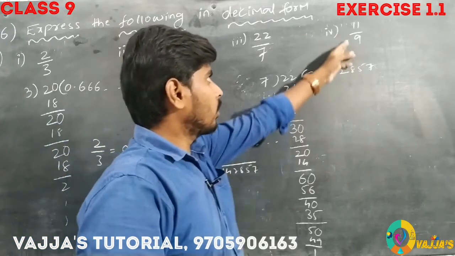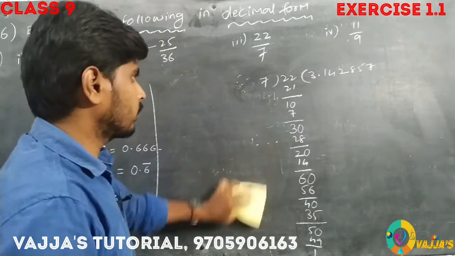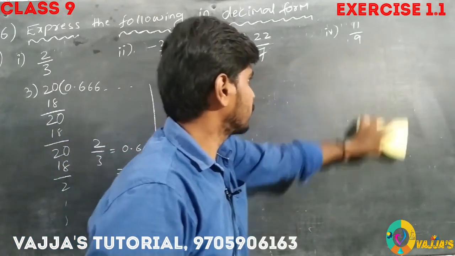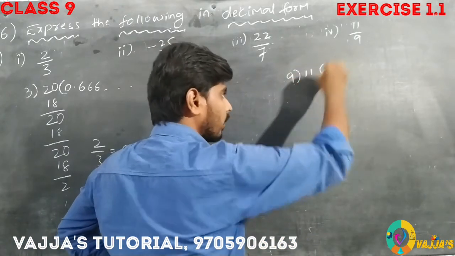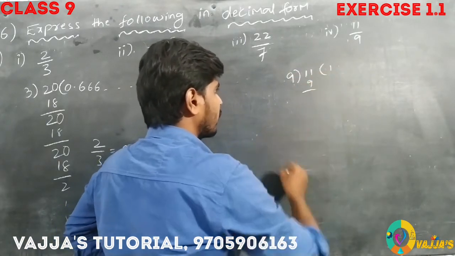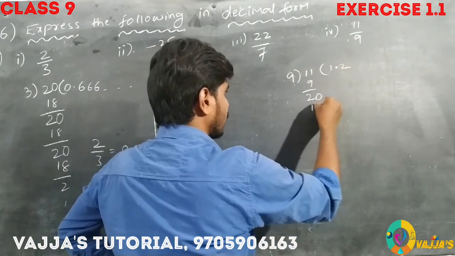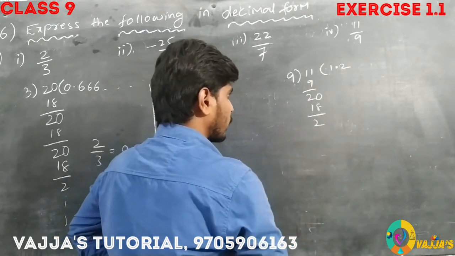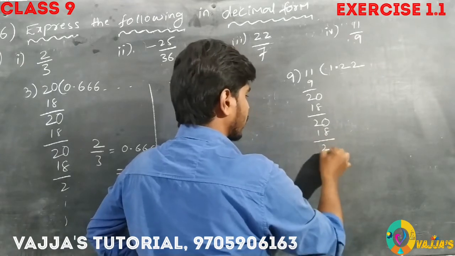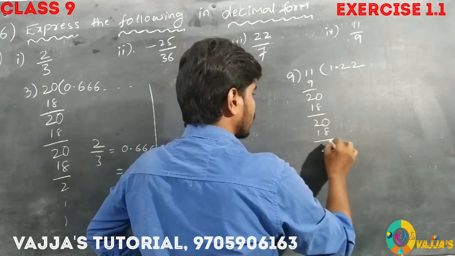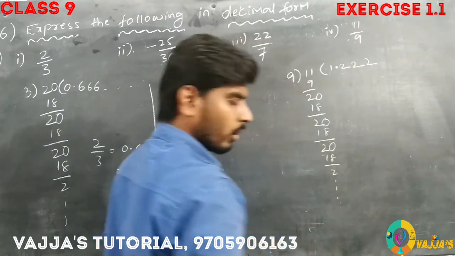Next, coming to 11 by 9. I am going to erase this. So 11 by 9. Take 9 and 11 here. 9 1s are 9. Remainder 2. Take a point here and 0 here. 9 2s are 18. Again remainder 2. Take 0 again. 9 2s are 18. Take 2 here and 0, and again 9 2s are 18. So it will be repeating like that only.